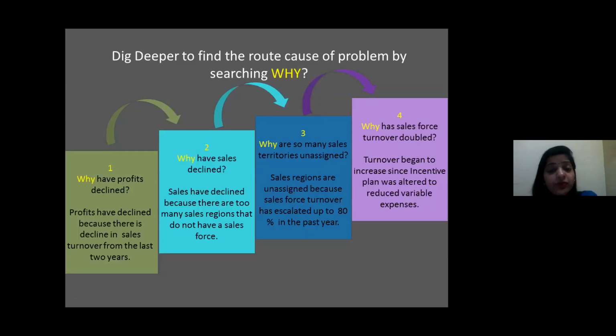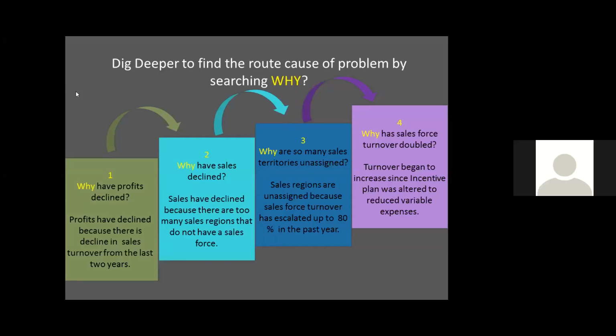Then I come to a problem solution. When I go to this why, that why, sales force turnover has doubled, or it is going to 80%, or it is escalating, which means there is a change in the incentive plan by the HR department. This was done just to reduce some variable expenses, and it is having a direct effect on the turnover ratio of the sales force, and it has been happening for the last 2 years. That is why things are going like this.